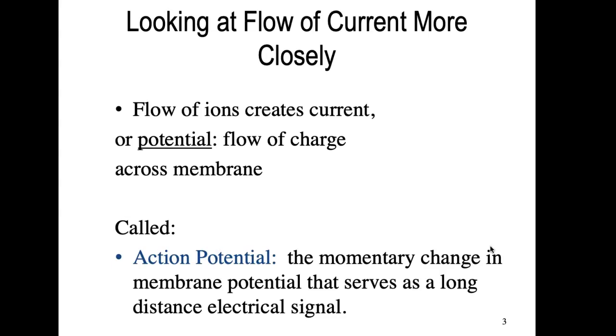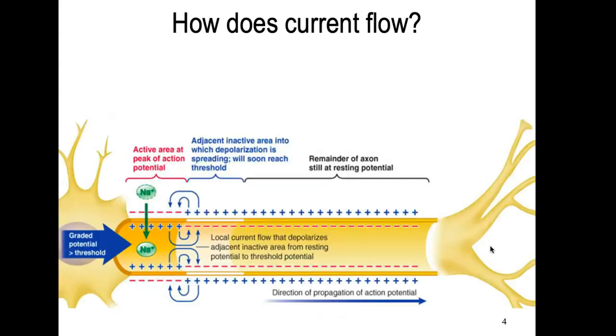So you have a really nice definition, and that is the momentary change in the membrane potential that serves as a long-distance electrical signal. Remember, there's going to be a change in the membrane permeability to sodium, correct? So that's what I mean when I say a change in the membrane potential serves as a signal. So let's look at it now closely in pieces.